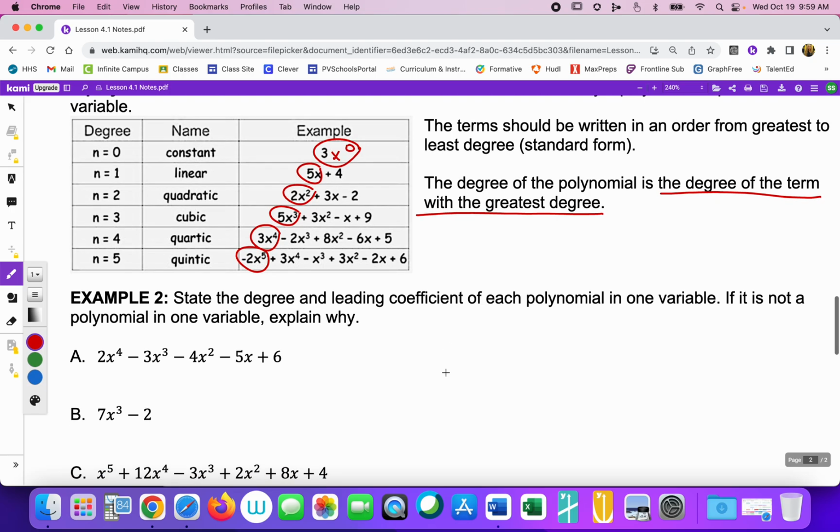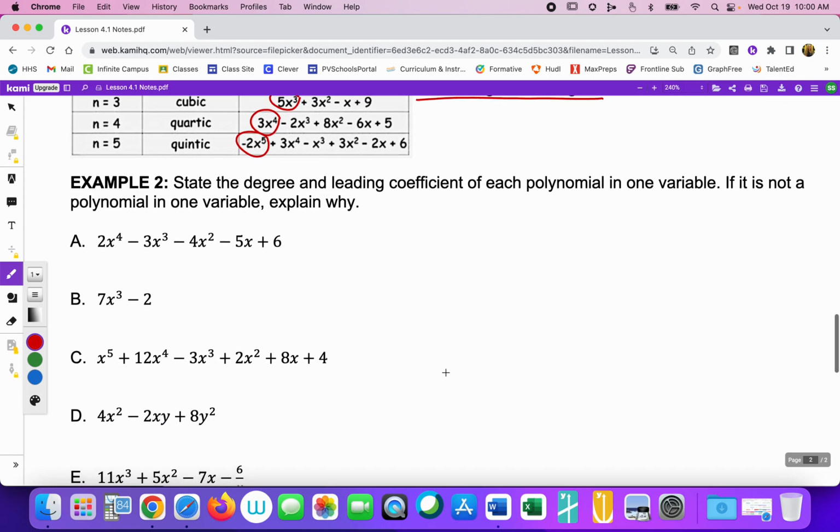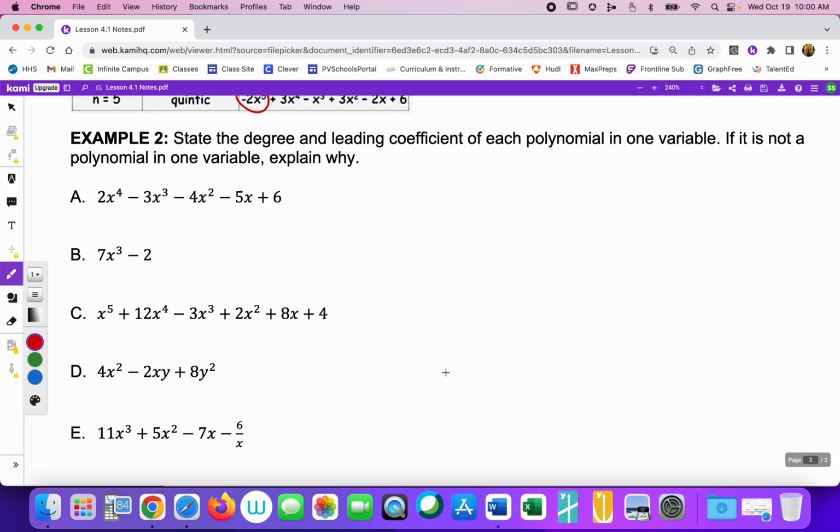Okay. Hurry up. If it's not a polynomial in one variable, make sure to explain why, and I'll give you a couple explanations. So is this a polynomial in one variable? What's a variable? Is there only one letter being used? Yes. Okay. Is it in descending order already? Highest exponent to lowest exponent. Yes. Okay. So that means this term determines the whole thing. So this is the term that we're paying attention to.